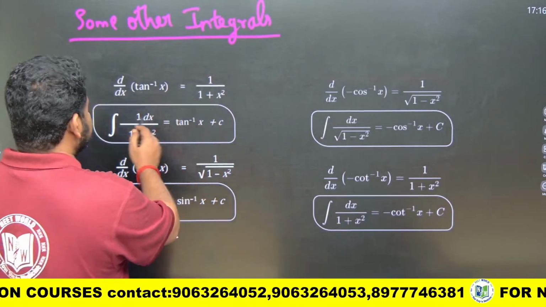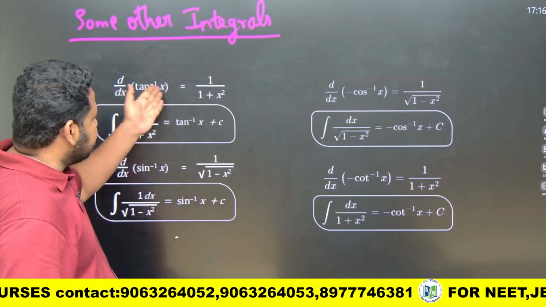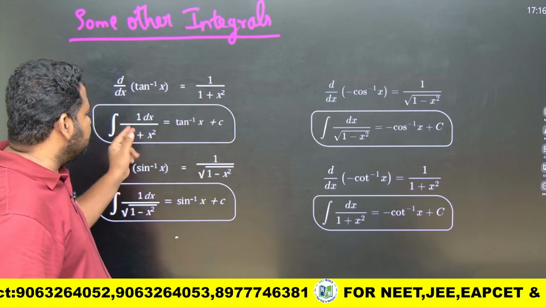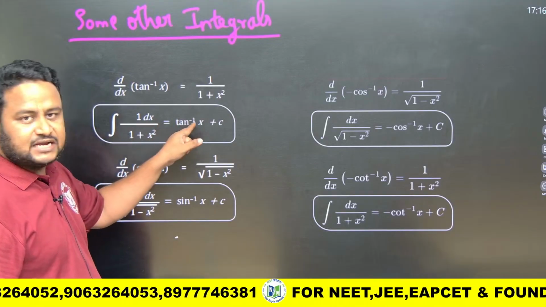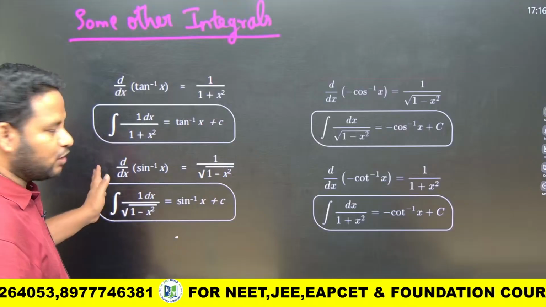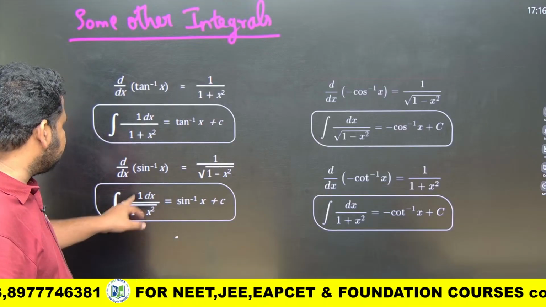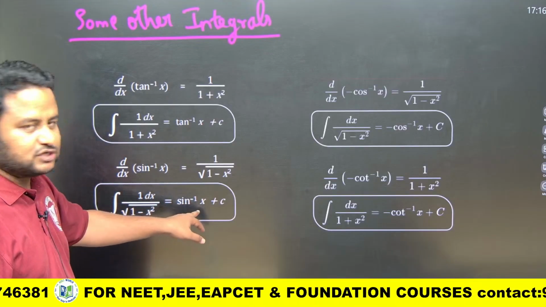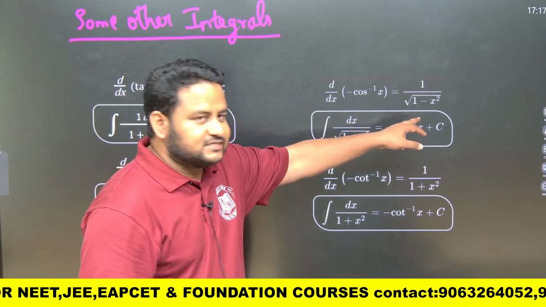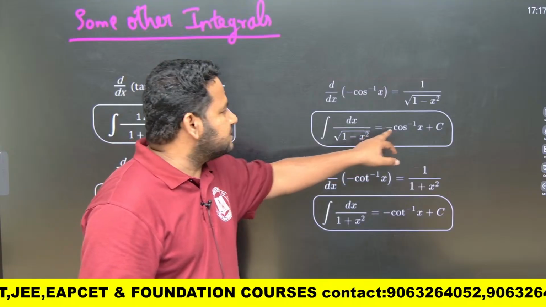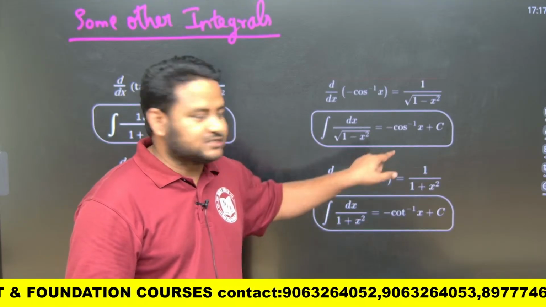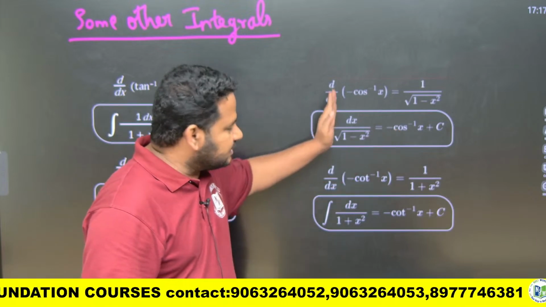When they give d by dx of tan inverse of x, that is an inverse function, and they give 1 by 1 plus x square, this integral is tan inverse of x. These are the integral formulas for inverse functions. Integral of 1 by root of 1 minus x square is sin inverse of x. It can also be written as minus cos inverse of x. If it is sin inverse, it is positive. If it is cos inverse, it should come with the negative sign, but it remains the same.